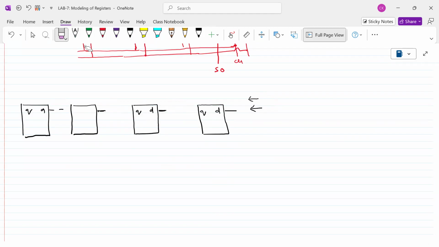For the shift left operation, what should be this one? Serial in. This is called Q0. This is Q1. This is Q2. For the shift left operation, whatever the shift right operation is, it should be Q.